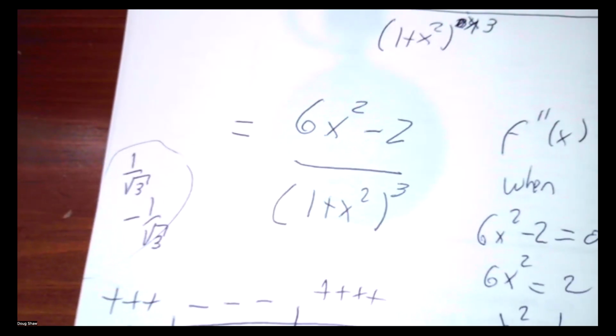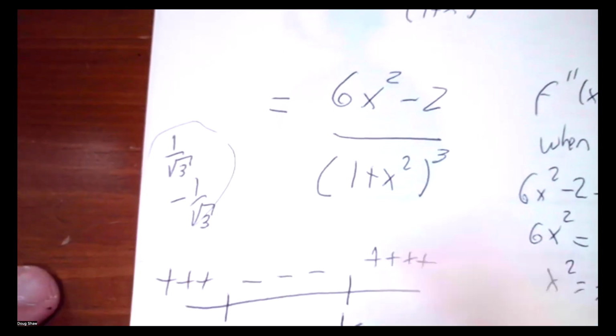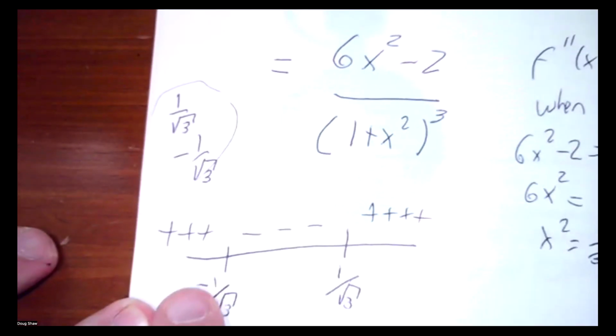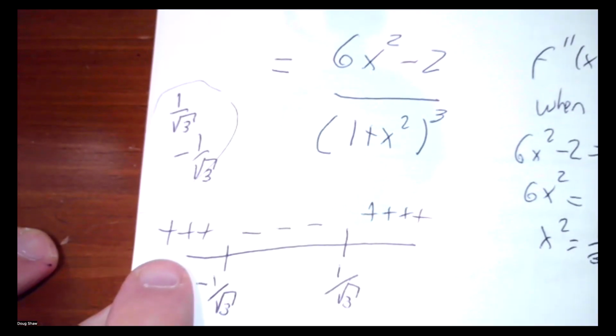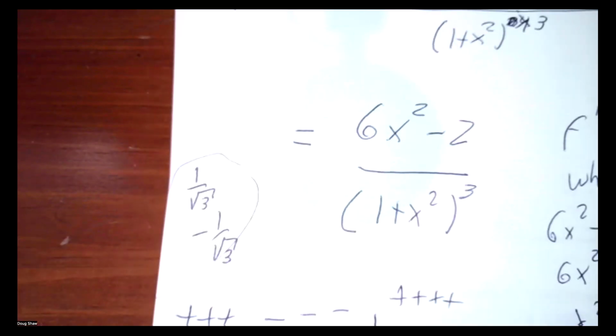The next question is, where is it increasing? Where is it decreasing? Where is it concave up? Where is it concave down? Well, it's exactly the same work. We've already done this work. So let's look at the second derivative. I'm concave up here to the left of negative 1 over square root of 3. I'm concave down. I'm concave up. So when you do the number lines, that's also answering the question, when is it increasing, decreasing, concave up, and concave down?